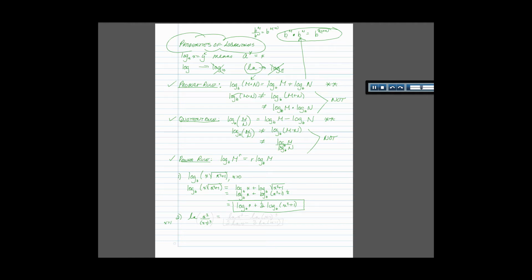So let's start. I am dividing, so I'm thinking quotient rule. So I'm going to say that is ln of x squared minus ln of (x minus 1) to the 3rd power. Now I'm thinking power rule because I have an exponent. We're going to bring it down in front, to get 2 ln of x minus 3 ln of (x minus 1). And you have it. That one was actually easier than the last one.